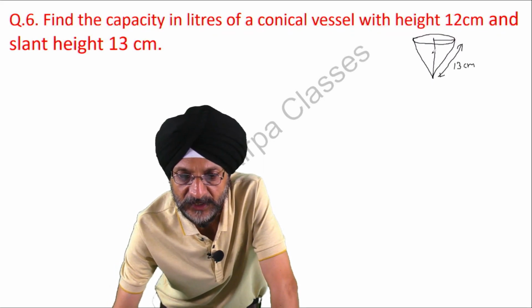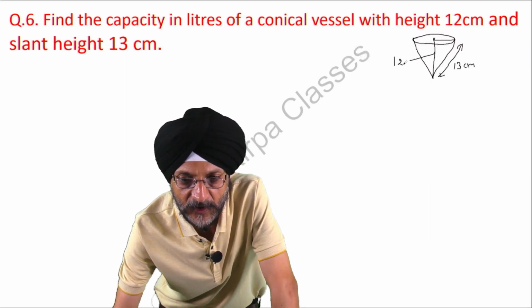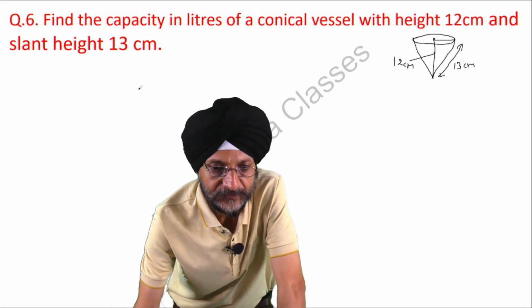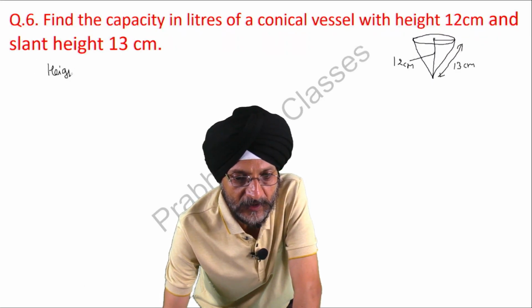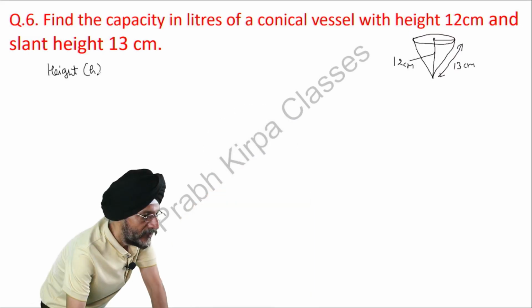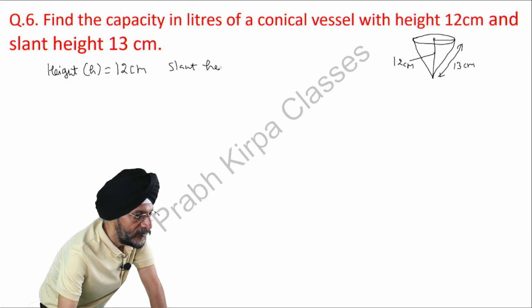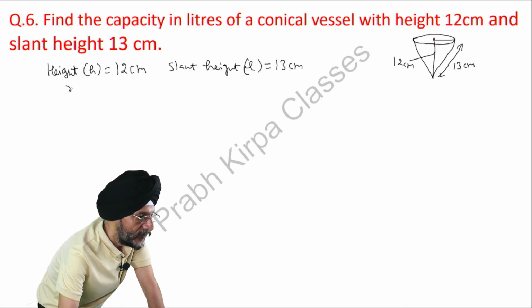What else do we have? This is the height, from here to here, and this is 12 centimeter. We have not been given the radius. This is the radius. So what we have is: height is equal to 12 centimeter. Slant height L is equal to 13 centimeter. Radius is not known to us.